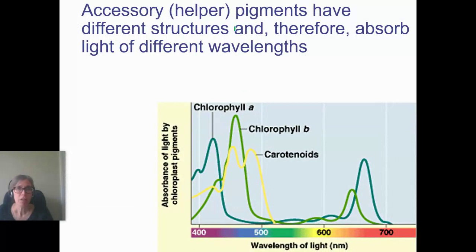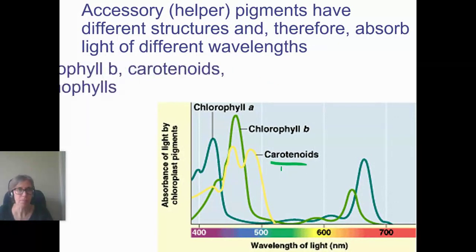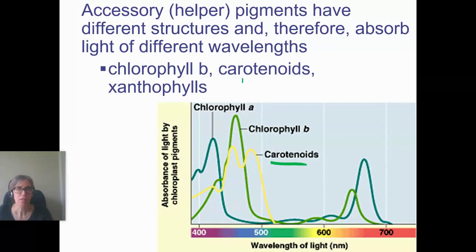There are accessory or helper pigments that have different structures and therefore can absorb different wavelengths. That's why you have some other types of pigments. They can help absorb other light. Chlorophyll B, carotenoids, and xanthophylls are other pigments that are involved.